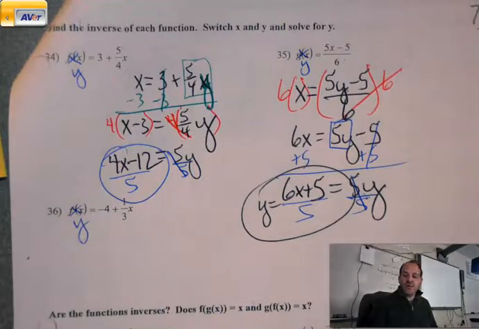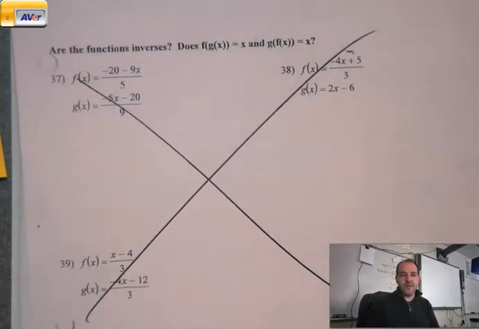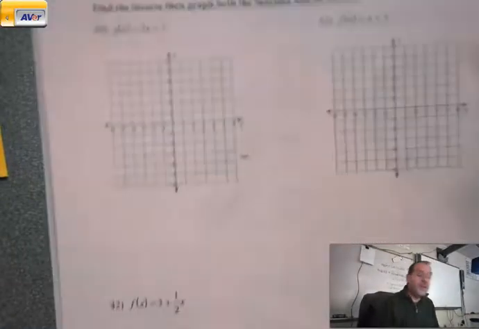You ready for some good news? Thought you would be. 37 through 39. We didn't get in depth into proving functions to be inverses, so just not on the test. Don't worry your little brains about it. Well, I'm not saying your brains are little, but just don't worry about it. I don't know where that came from. Okay.